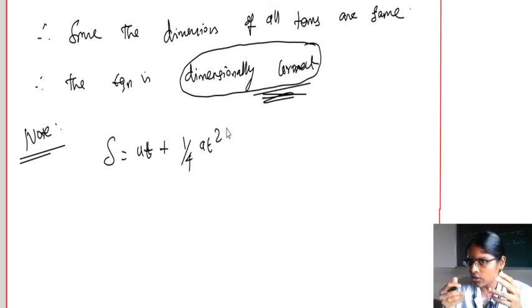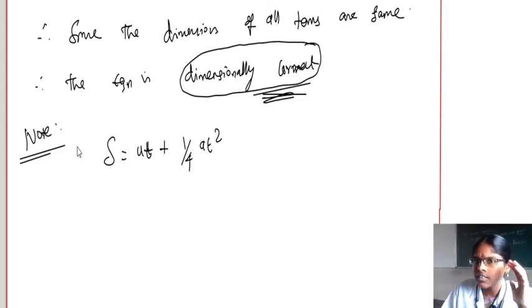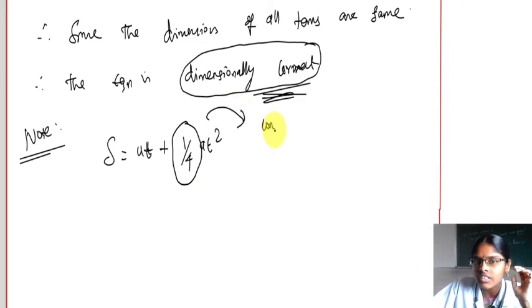இப்பதான் நான் புதுசா அந்த equation derive பண்றேன். நான் derive பண்றப்ப I am getting the equation like this, 1/4 at² எனக்கு கிடைக்குது. Now I am going to check whether it is correct or not. What do you think? Will I get the same dimensions on both the sides? Yes, because 1/4 is a dimensionless constant.